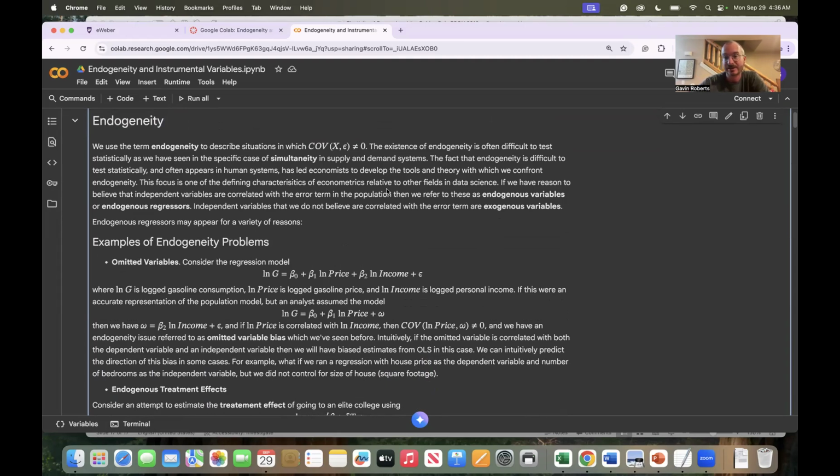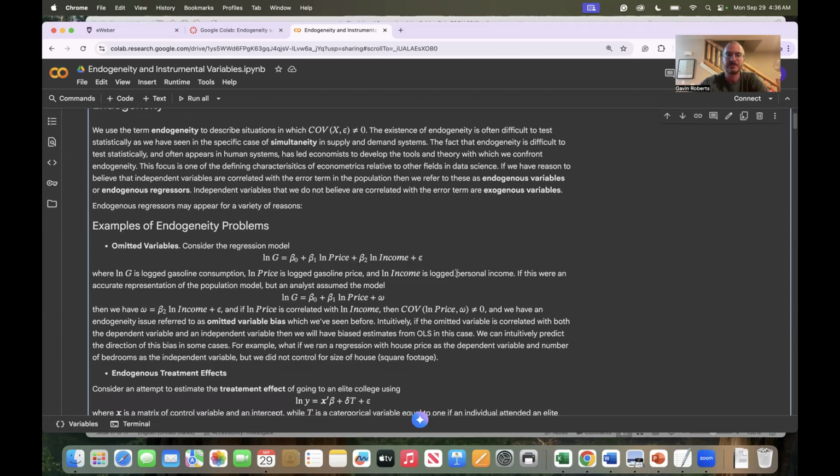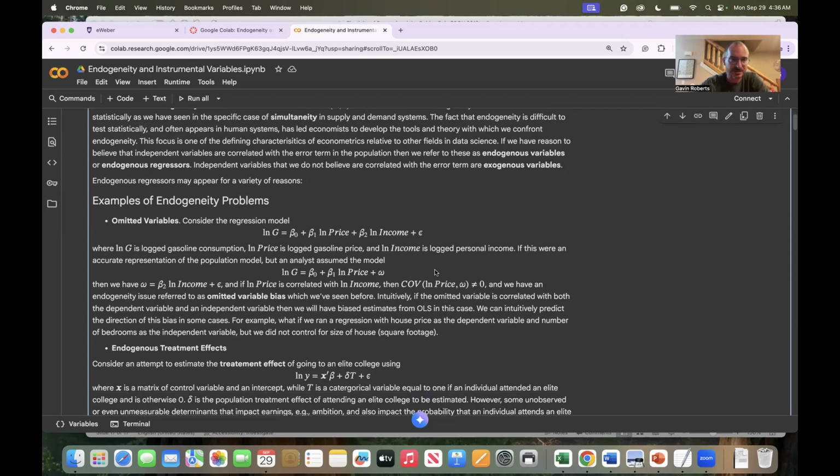Now we saw already that this is difficult to test because by the nature of ordinary least squares regression, where we choose our parameters by minimizing the sum of squared errors, that always leads the covariance of our independent variables and the sample errors, or residuals, to always equal zero. So we can't just look in the sample and test this because that will be forced to zero by the mathematics of ordinary least squares. The existence of endogeneity is often difficult to test for the reason I just mentioned.